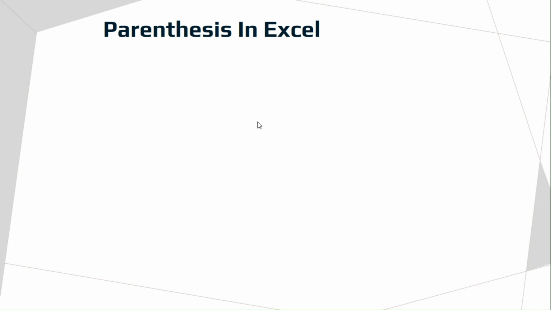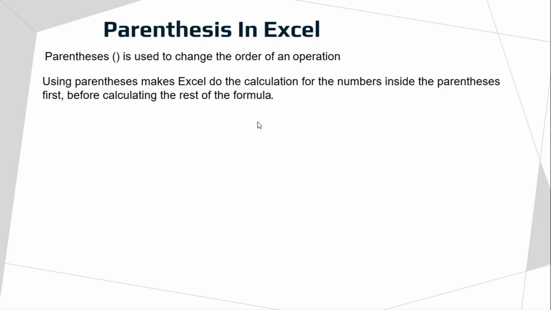In this lesson, we'll be discussing parentheses in Excel. Parentheses, also known as brackets, are used to change the order of an operation. Using parentheses makes Excel calculate the numbers inside the parentheses first, before calculating the rest of the formula. This means that when you use parentheses in Excel, the values inside the parentheses will be calculated first before any other value.